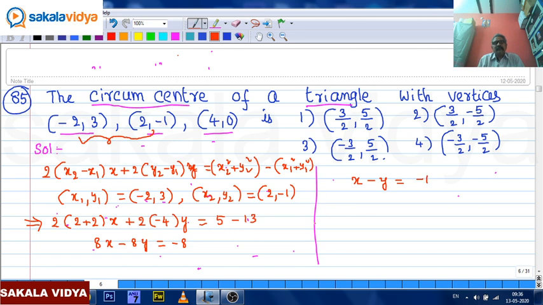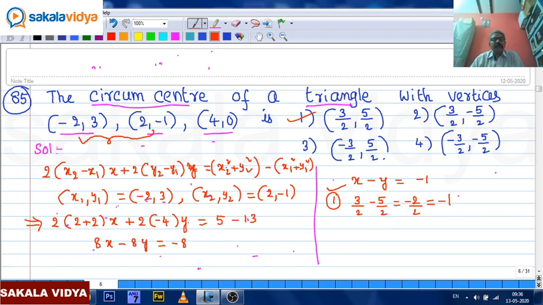Verify the options. First option: 3 by 2 minus 5 by 2, this will be minus 2 by 2, minus 1. Yes, the first option is the right option.